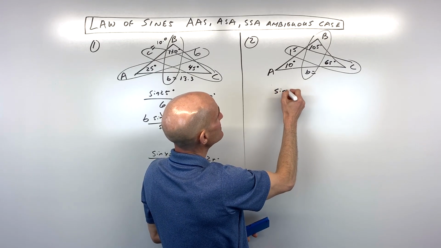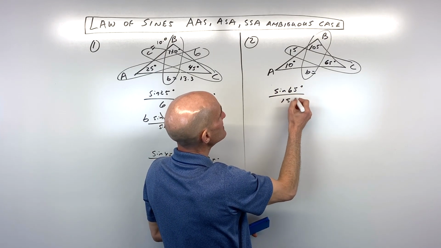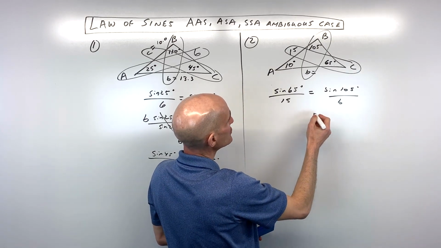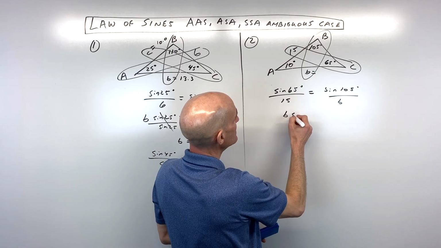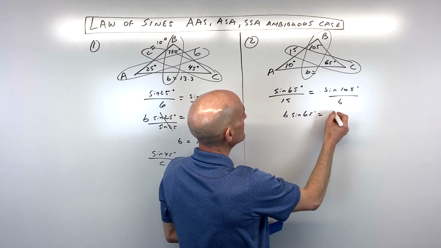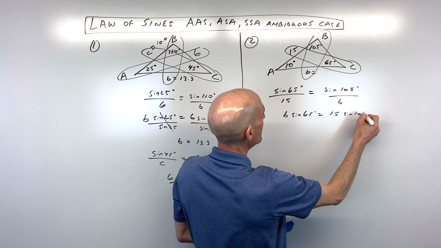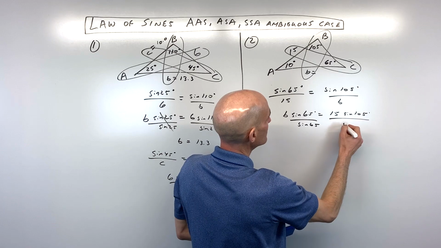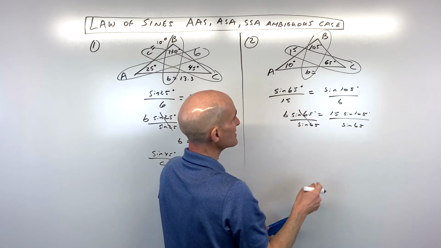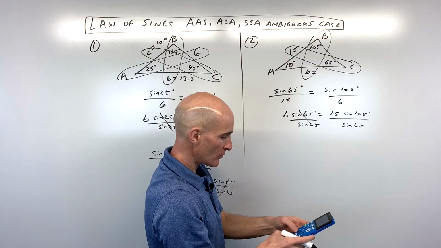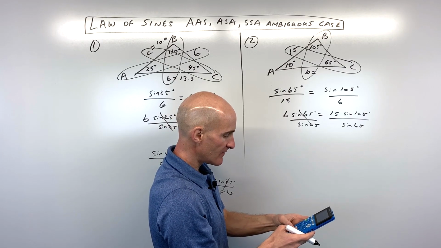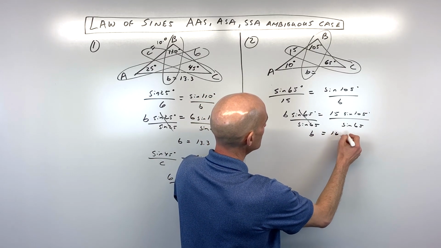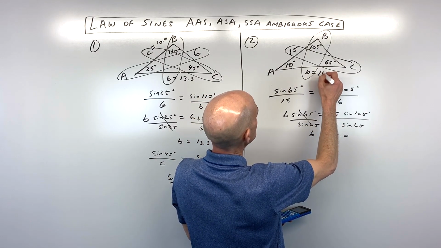So we have sine of 65 degrees over 15, and we have sine of 105 over B. Okay, now let's go ahead and cross multiply. We've got B sine of 65 equals 15 times sine of 105. And if we divide both sides by sine of 65, we can get side B by itself. So let's see what that comes out to. 15 sine of 105 divided by sine of 65. Okay, here we've got about 16.0 if you round. So that's going to be right here, 16.0.